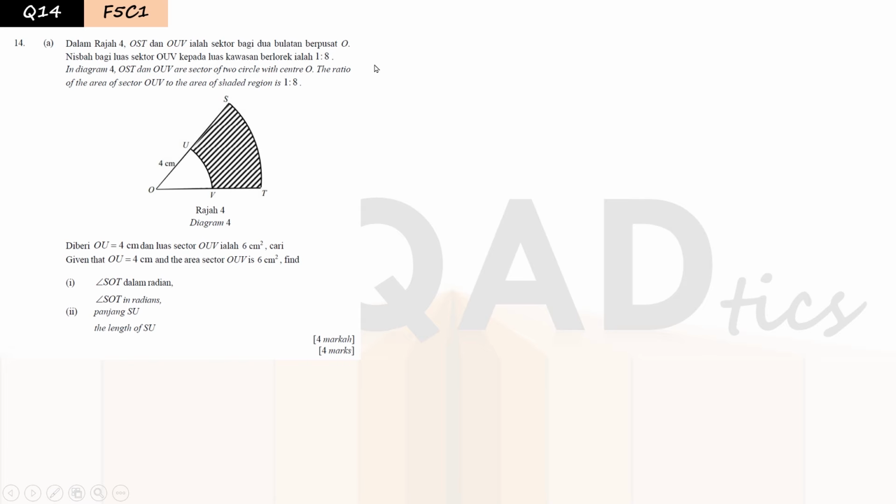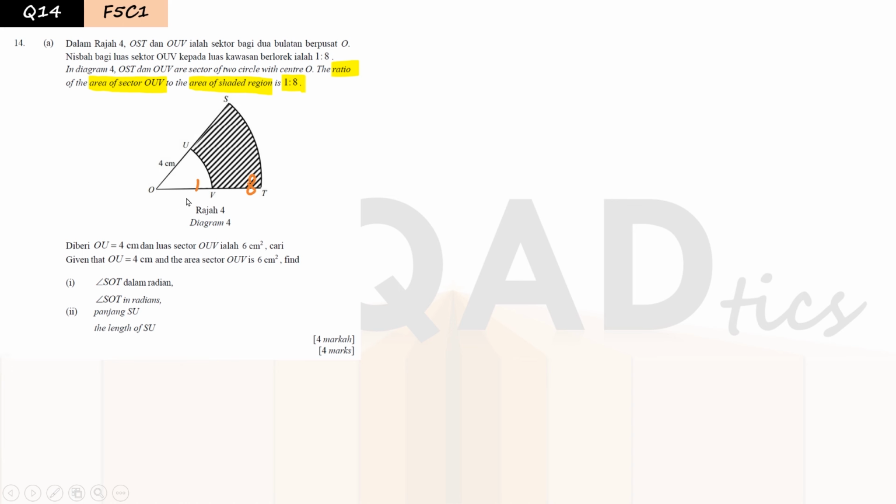It also gives us the ratio of these two shapes. The area of the sector OUV, this small sector here, has one part, and the area of the shaded region, this region SUVT, has 8 parts. It also says that OU is 4 cm, which is this line, and it is actually the radius of this small sector, because it connects to the center O.